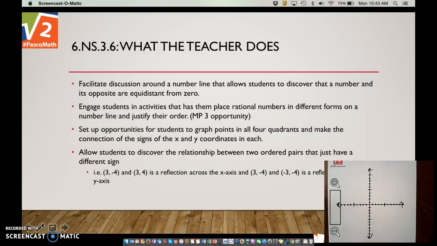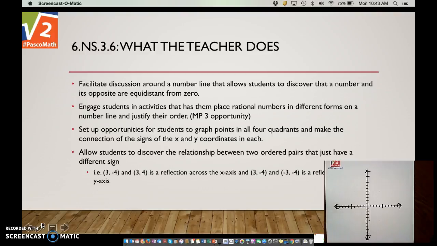In the quadrant plane, here's your positive, positive, negative, positive, negative, negative, positive, negative. And so, through experience, have them discover that. The other piece, though, that I think is something explicit that we need to draw some attention to is allow students to discover the relationship between two ordered pairs that have a different sign.